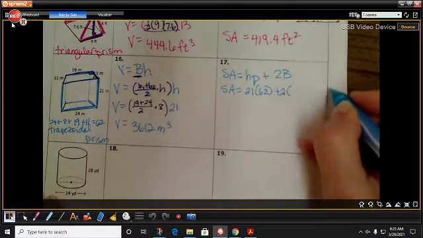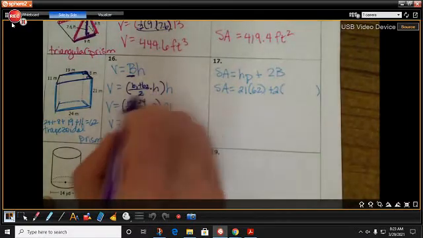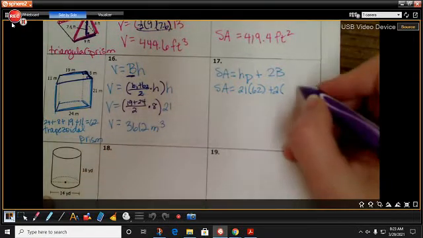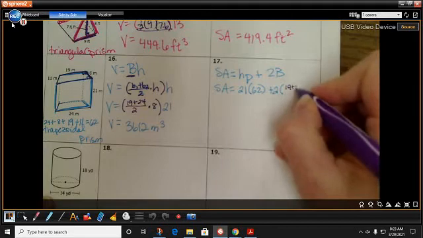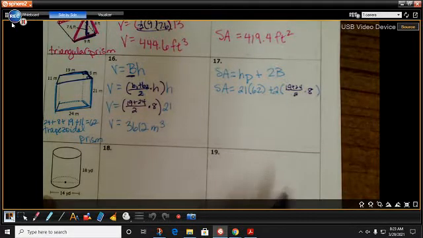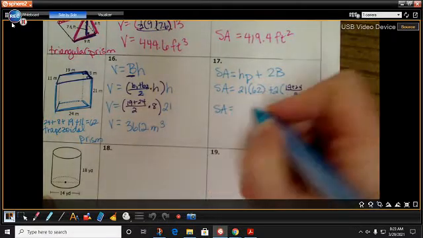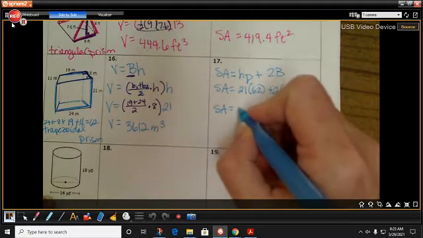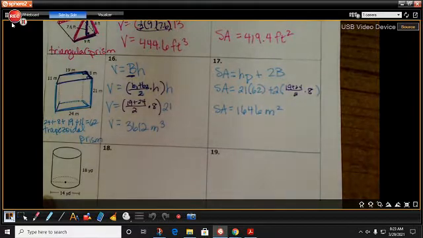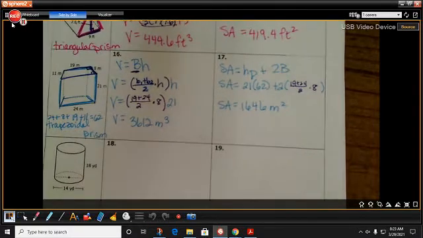Plus 2 times, and then, oh, I need the area of my base again. The area of my base is still going to be this trapezoid information here, the area of this trapezoid. So that's my 19 plus my 24 divided by 2 times 8, whatever we got for that the first time. Then I type all this into my calculator, do a little bit of thinking and adding, and it comes out to be 1,646 square meters, because it is only surface area, so area is in squares.